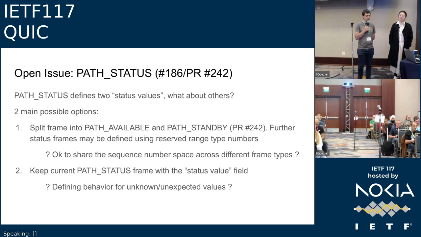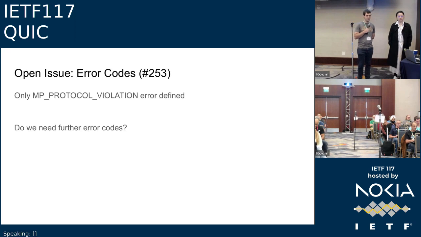So, next slide. This is also a small issue, about the error code. Currently we only have one error code that is very specific to multipath, which is multipath protocol violation. The current rationale behind only having one value is that you can then, in the connection close frame, have additional values to indicate precisely what the error is. So do we want to have further error codes, or do we just keep the current rationale of only having one, and have connection close carry further detail?